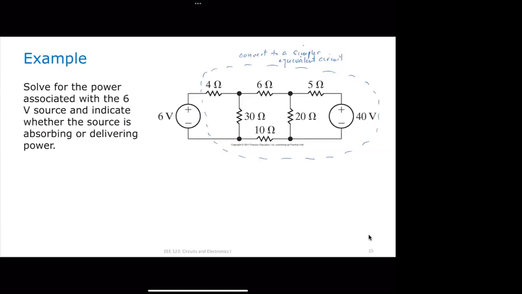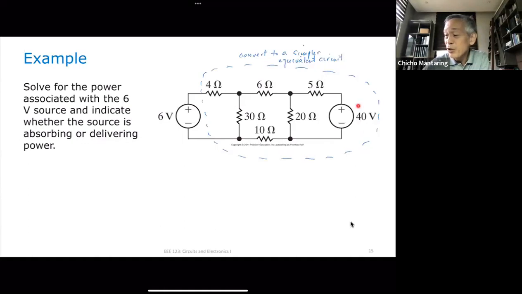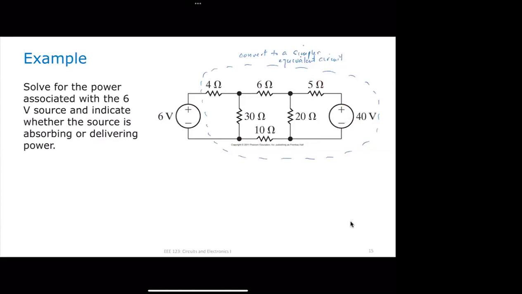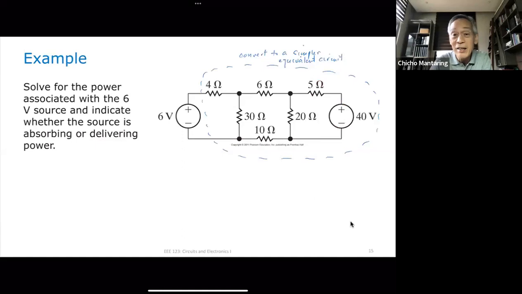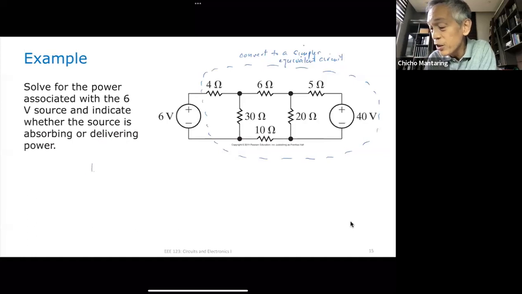Anyone? Ano yung pwede kong gawin? Use source transformation, sir, dun sa 40-volt source and 5 ohm resistor. Exactly. This is where I can use source transformation. So I can convert the 40-volt and the 5 ohm into a current source. What would be the value of the current? 8 amperes. And what would be the resistance across it? It will be the 5 ohms. So if I do that, yung una kong conversion, I'll have the 6-volt source.